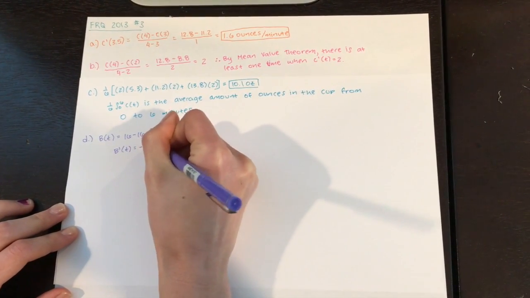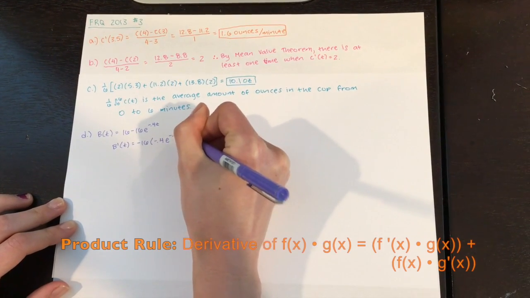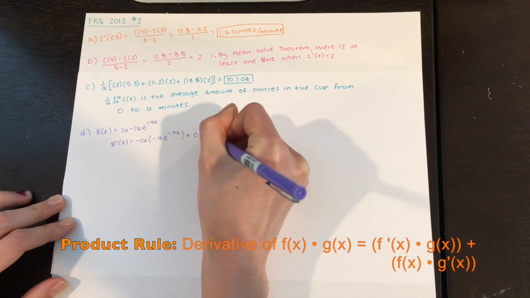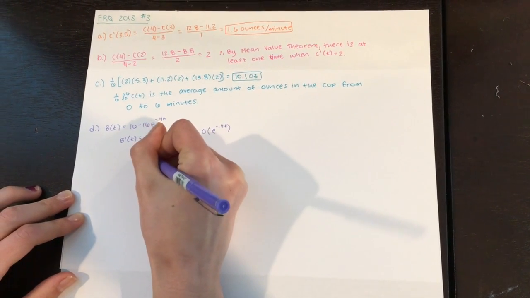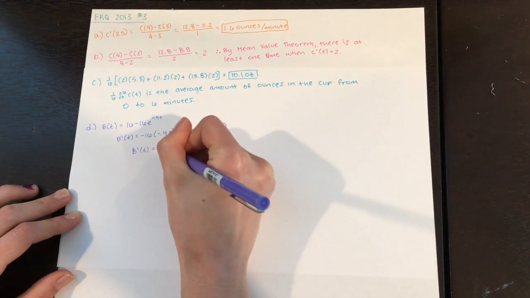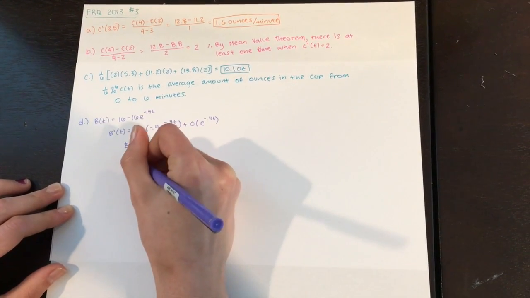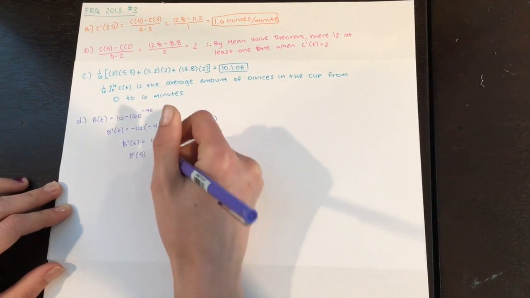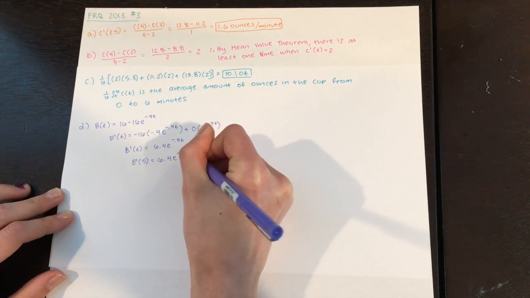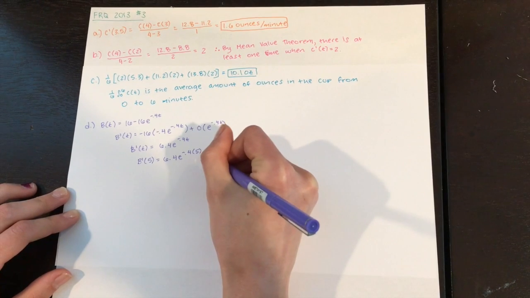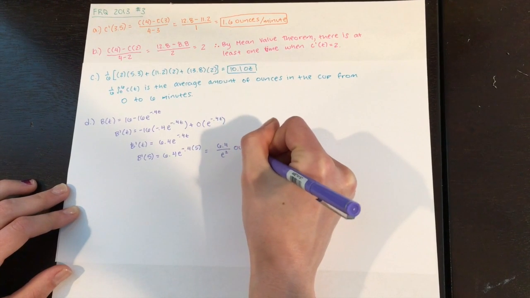So the derivative of 16 is 0 because 16 is a constant. The derivative of negative 16e to the negative 0.4t can be found by using the product rule. We find that the derivative of b of t equals 6.4 e to the negative 0.4t. The problem asks us to find the rate at which the amount of coffee in the cup is changing when t equals 5. When we plug in 5 for t, we find that the rate is 6.4 divided by e squared ounces per minute.